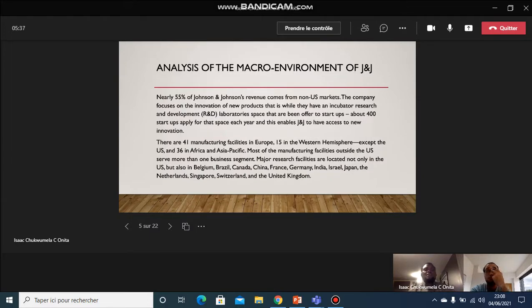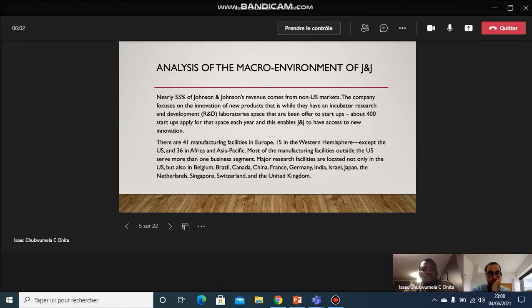So I want to talk about the analysis of the microenvironment of J&J. Nearly 55% of Johnson and Johnson revenue comes from non-US markets. The company focuses on innovation. They have a lab, and they provide lab space for startup companies.